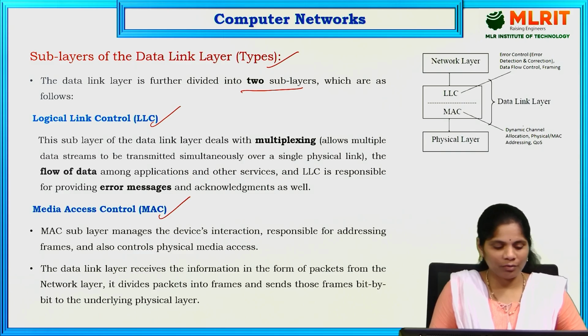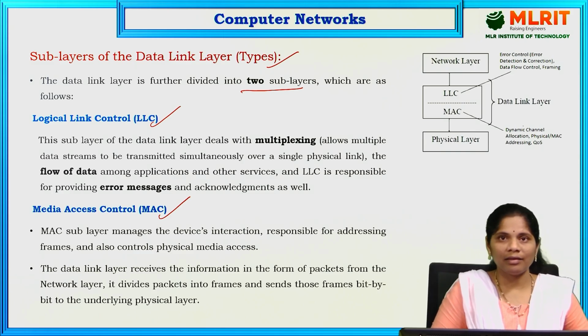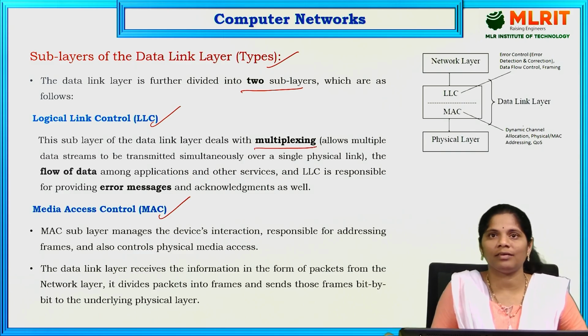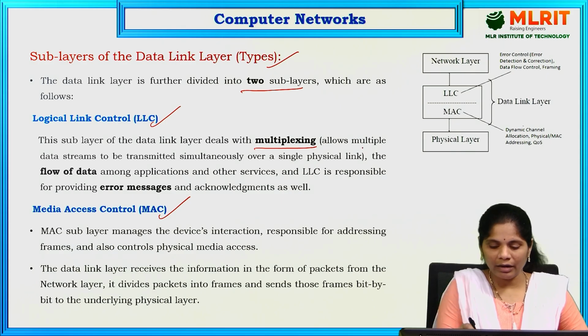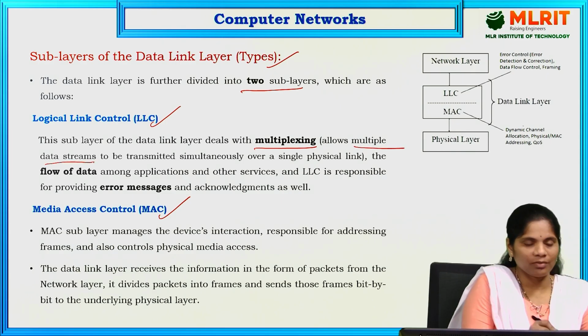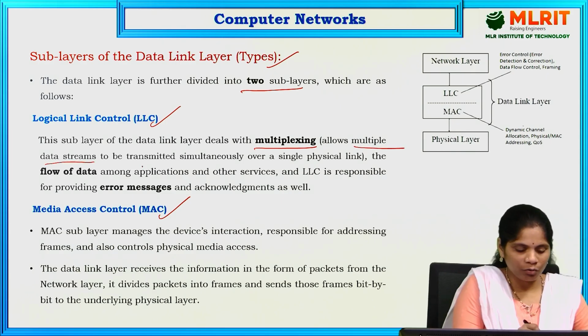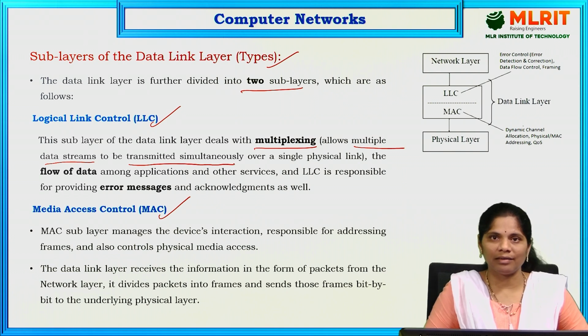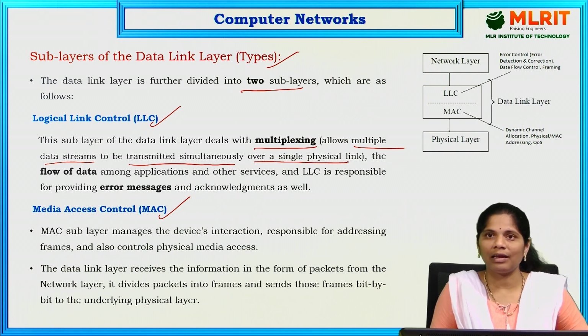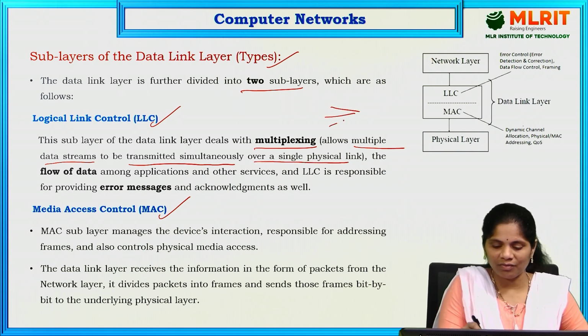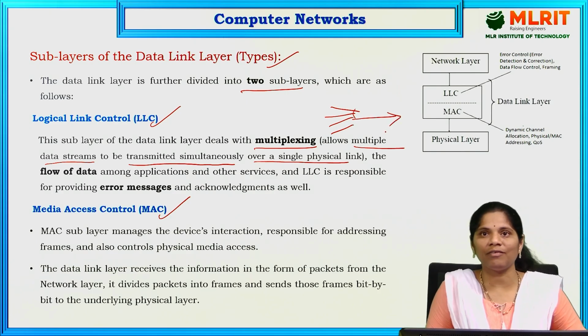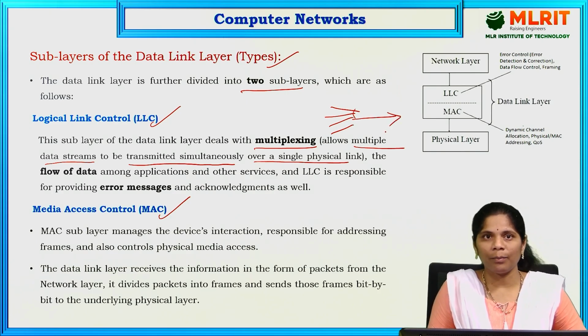What is the main responsibility of the LLC layer? It is multiplexing. What is multiplexing here? It allows multiple data streams to be transmitted simultaneously over a single physical link. Whatever different links are coming, those data streams are transferred using a single physical link. That is called multiplexing.